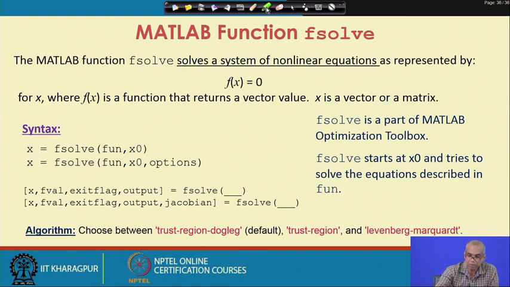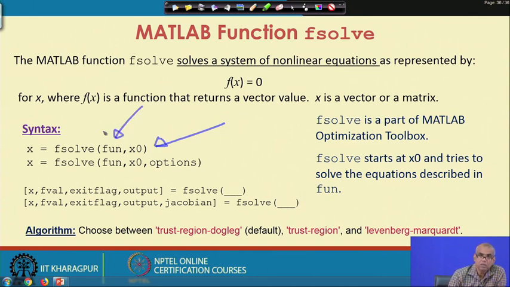The syntax is very simple. x equal to fsolve, then you have to supply the function where you will write the equation that you are going to solve, and then you have to supply the starting initial guess vector. You can also use options to supply specific instructions to the solver fsolve.